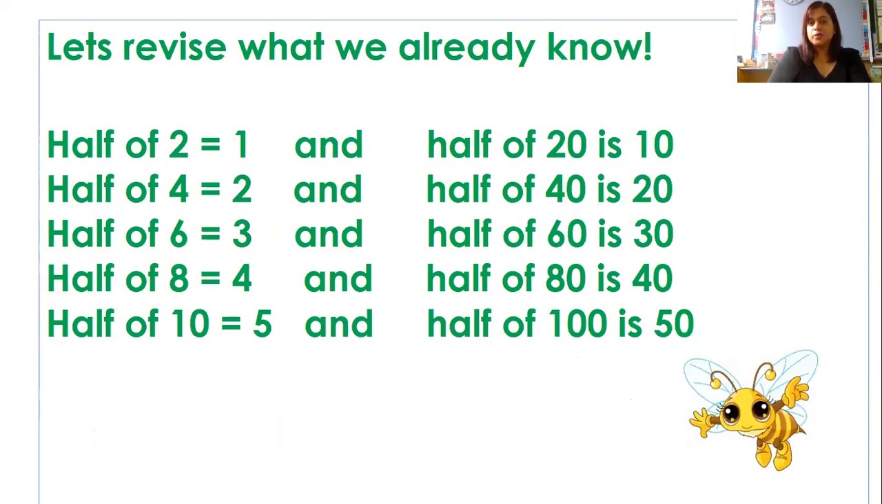So let's revise what we already know. We know that half of 2 is 1. Therefore, half of 20 is 10. We know that half of 4 is 2, and therefore half of 40 is 20. We know that half of 6 is 3, and therefore half of 60 is 30. We know that half of 8 is 4, therefore half of 80 is 40. And half of 10 is 5, and then half of 100 is 50.